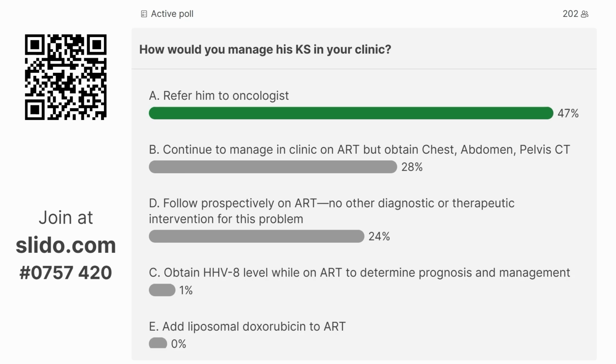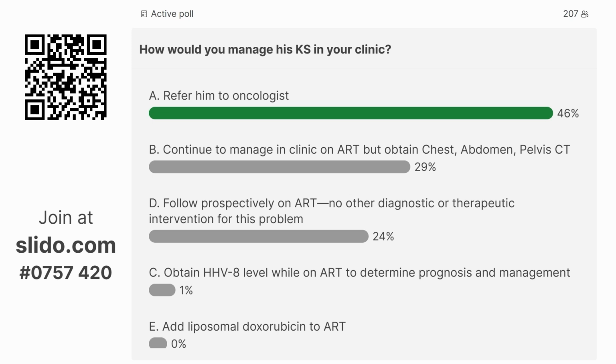Okay, so again, referring him to an oncologist is fine. What would you all do? Would you be willing to just follow the patient for 6 months and see what happens with skin lesions, Roger? Yeah, like Dr. Sax said, the first thing is to make sure they don't have visceral KS, which would change things.